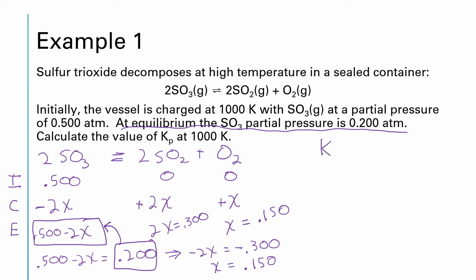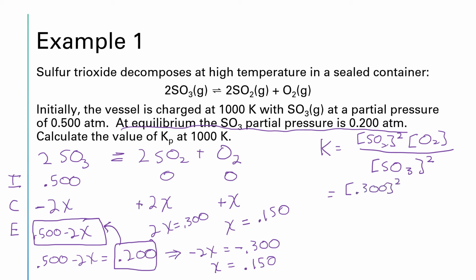Our K expression is going to be SO2 squared, since it has a coefficient of 2, times O2, and all divided by SO3 squared. So if I plug numbers in for this, for SO2, we're going to plug in 0.3. This is taking our values off the equilibrium line. For O2, I'm going to plug in 0.15. And for SO3, I'm going to plug in 0.2, and that one also has to be squared.